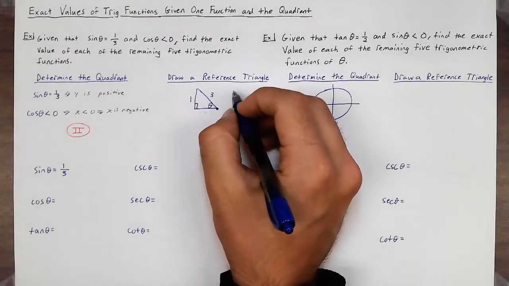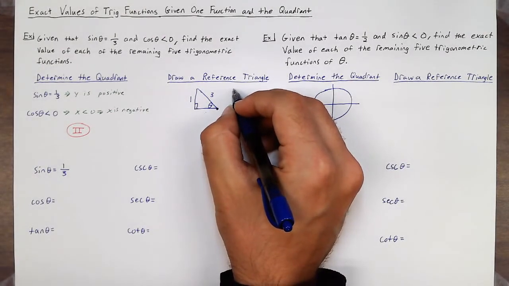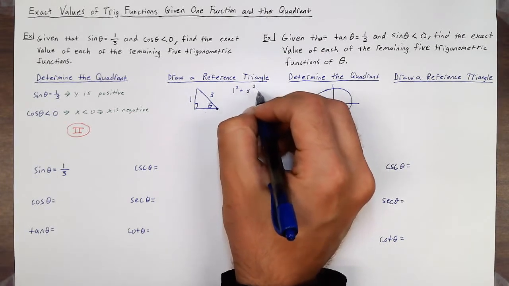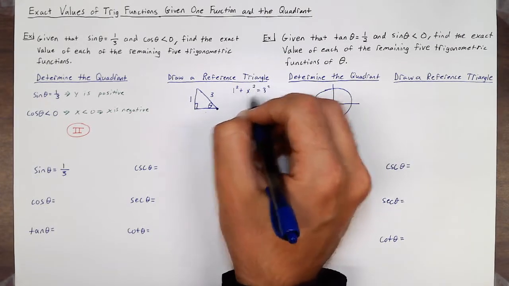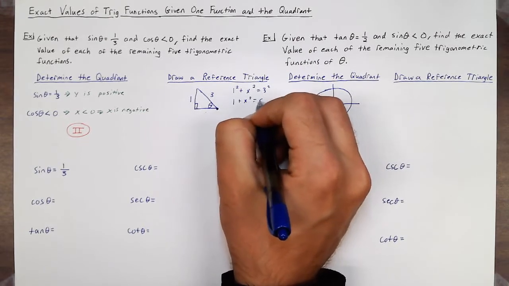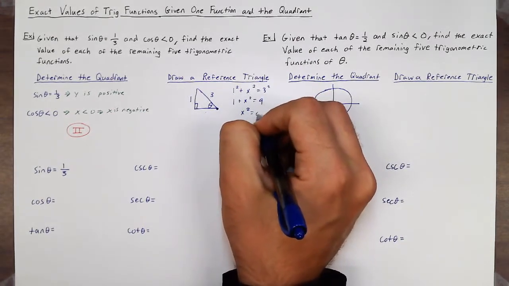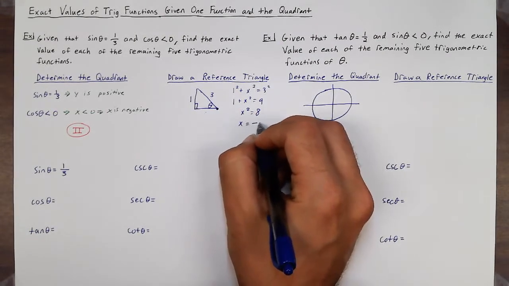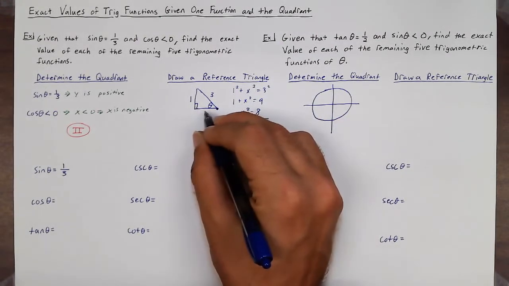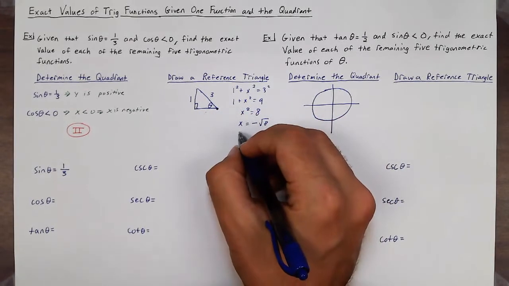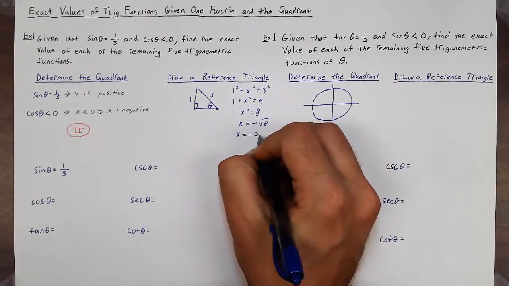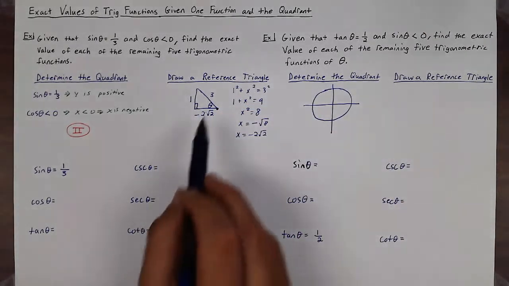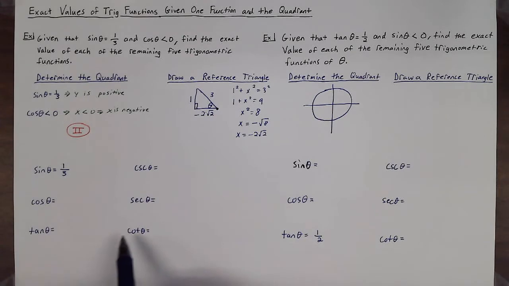So using the Pythagorean theorem, I can say that 1 squared plus, we'll call it x squared, since that's the bottom side, is equal to 3 squared. So 1 plus x squared is equal to 9. X squared will equal 8. Taking the square root of both sides, I know I'm going to use the negative square root of 8 since I know my x to be negative since I'm in the second quadrant. And simplifying that gives me negative 2 square roots of 2. But now that I have a reference triangle, I can use this triangle to determine the other trig functions.